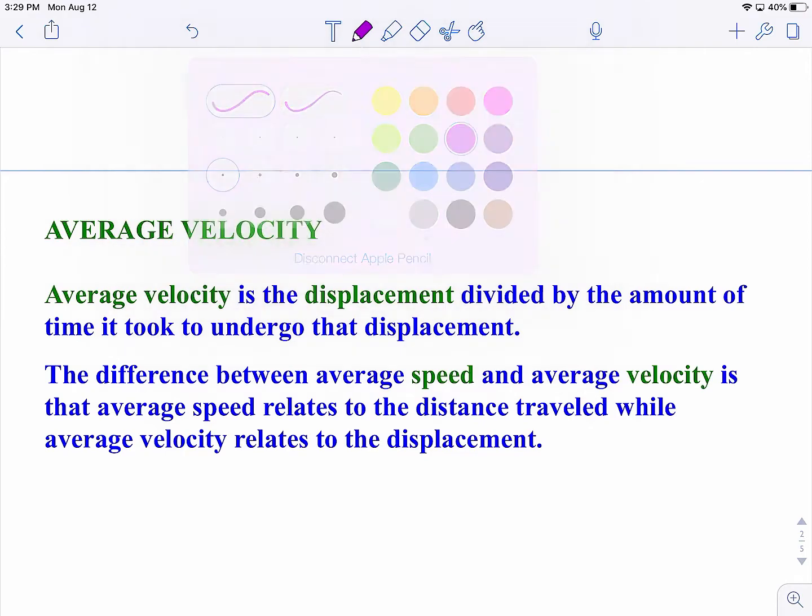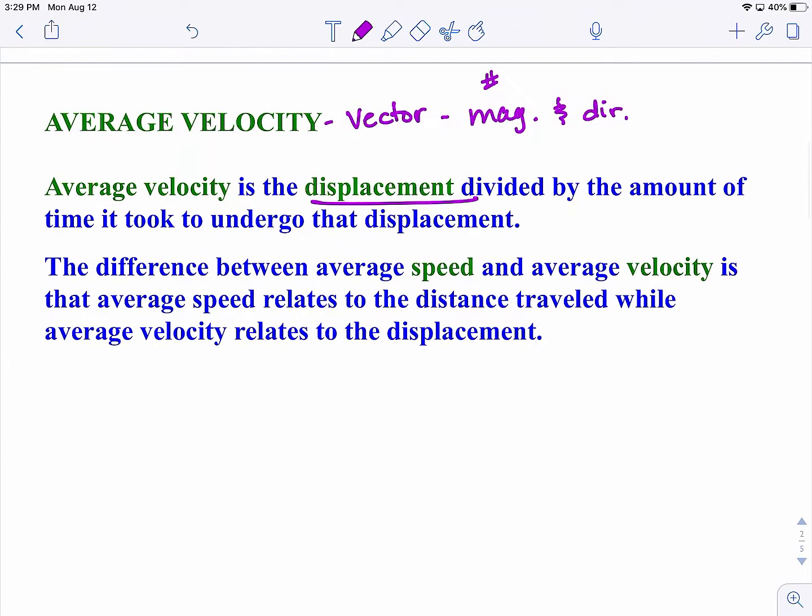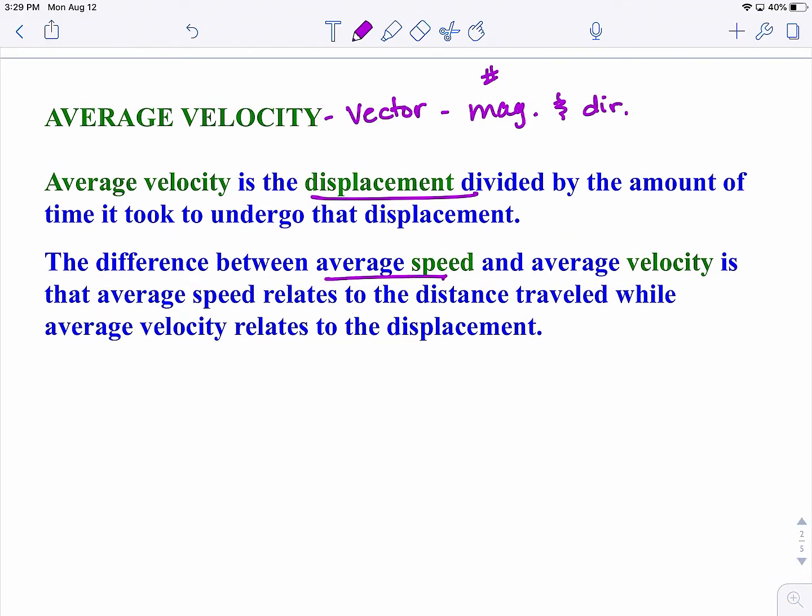Okay, so with velocity, this is a vector quantity, which we know that vectors describe both magnitude and direction. Again, remember magnitude is like the number, how fast. The average velocity is the displacement divided by the amount of time that it took to undergo that displacement. And the big difference here is that the average speed relates to distance, whereas the average velocity relates to displacement. And we know displacement is the net length versus the total length of travel.